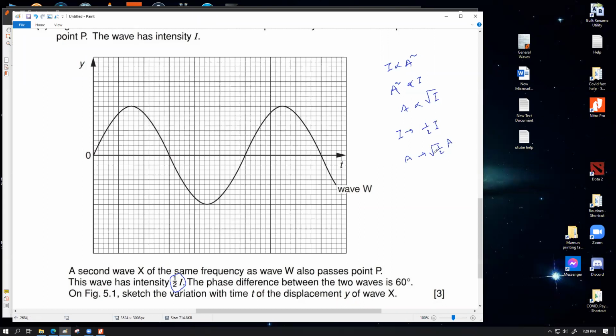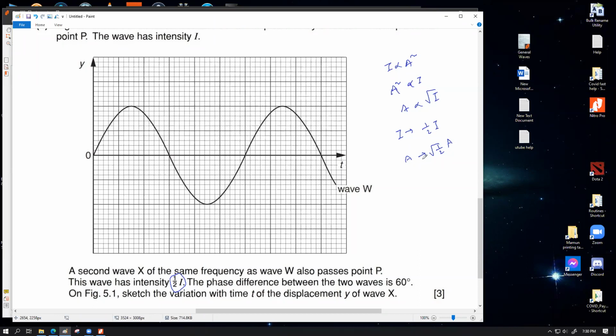So 1 by root 2, করলে কত হয় দেখো, half কে root করলে কত হয়? 0.707. পাইছো সবাই? জি স্যার। Yes, sir.